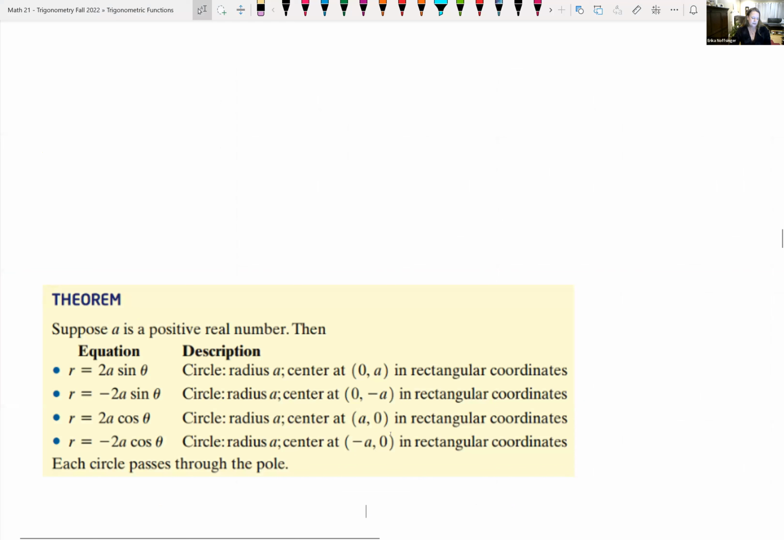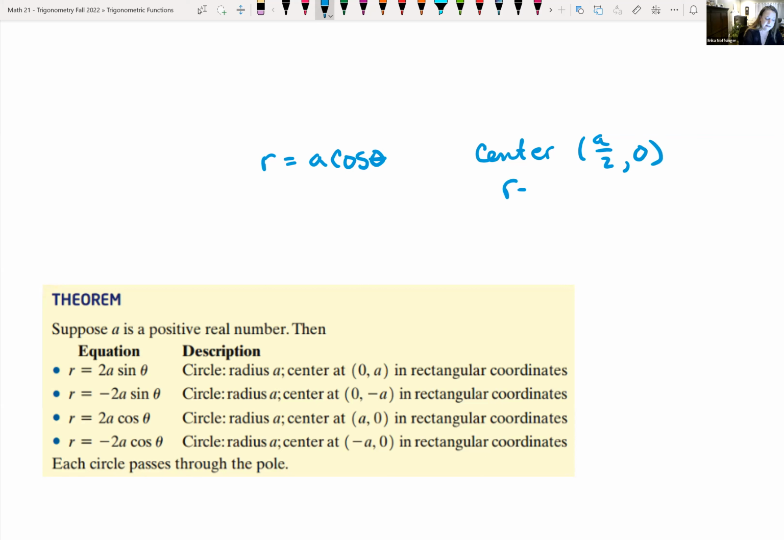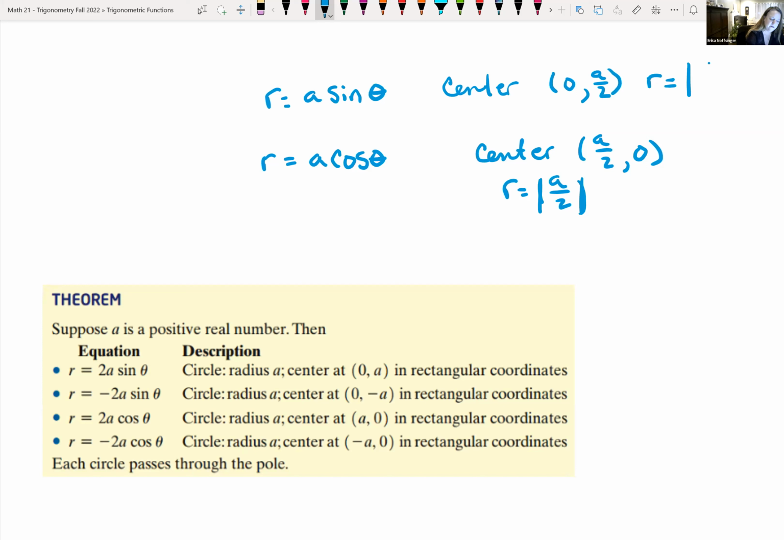So going back over to this, that description is correct. I don't like to think of it that way. Like I was just saying, if we had r equal to, let's say, just a cosine theta, then my center is going to be at a/2, 0. And my radius is going to be the absolute value of a over 2. And for r equals a sine theta, think of it as the center. So my y value, 1/2 of a, so it's going to be 0, a/2. And my radius is going to be the absolute value of a over 2.